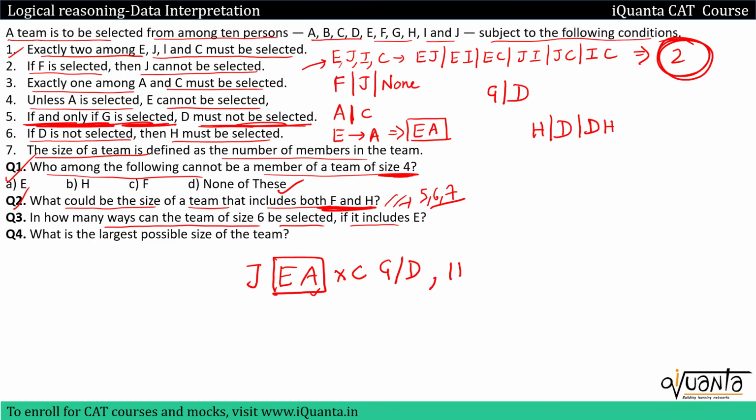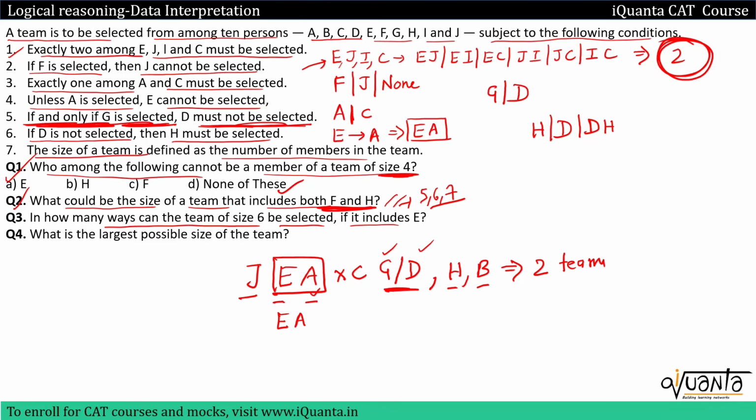Okay. Then I can select H in the team and B is not causing conflict with anyone. So 1, 2, 3, 4, because 1 out of these will be selected. 5, 6. So 2 teams are possible from here. In one team I will have G, in one team I will have D. So that is how a team of 6 is possible.